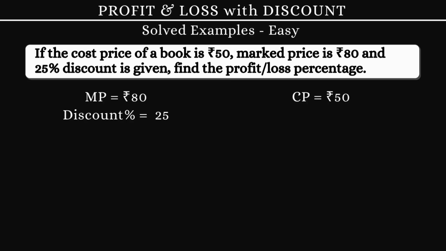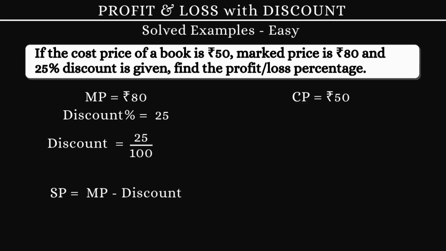And how do we find that out? From the marked price, we reduce the discount and find the selling price. The discount percentage is 25. So the actual discount amount will be 25 divided by 100 into the marked price, which is 80. And the discount is 20 rupees. So the selling price will be marked price minus the discount. 80 minus 20, which is 60 rupees.